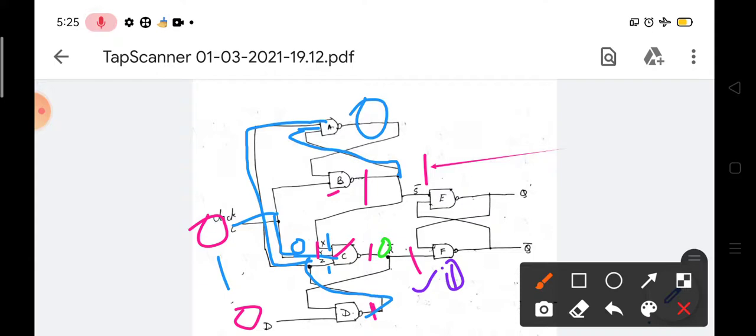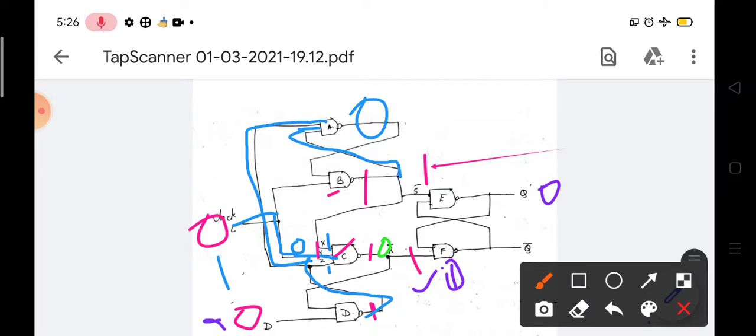R bar is 0, however S bar is 1. So if R bar is 0, it means it resets the latch. It means the Q output resets or remains at 0. So we have done the analysis with D equal to 0.